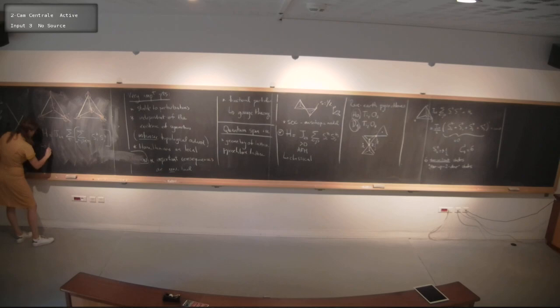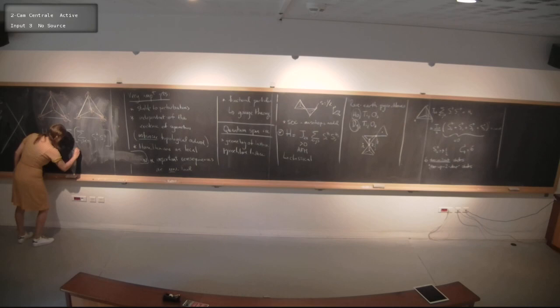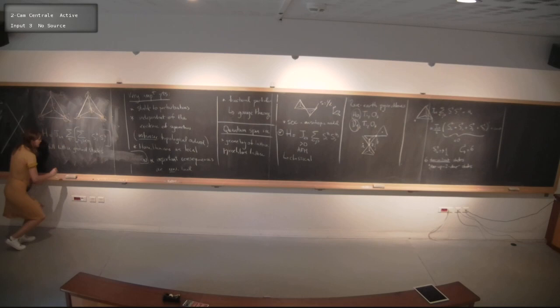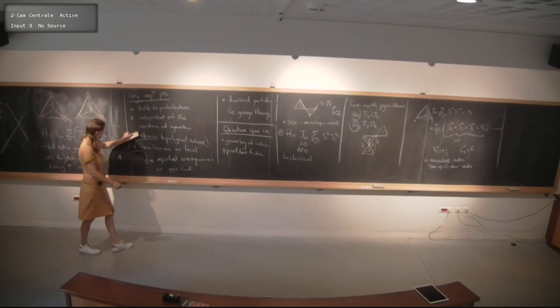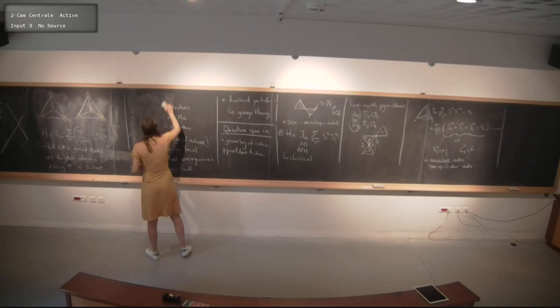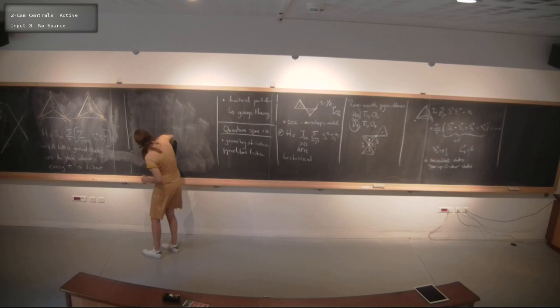So what this tells us is that the full lattice ground states are going to be the states where every tetrahedron is 2 in, 2 out. And this is actually possible to realize in an extensive fashion.